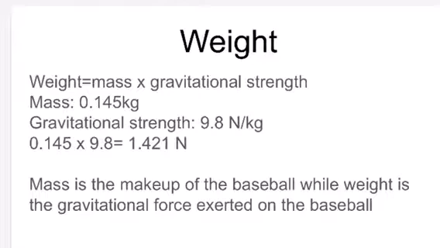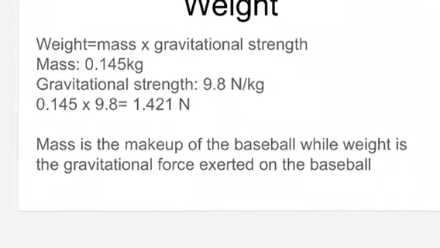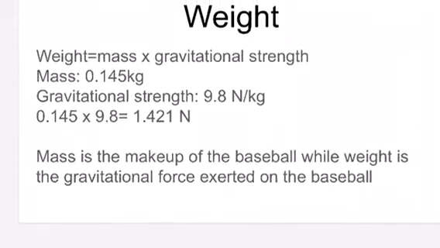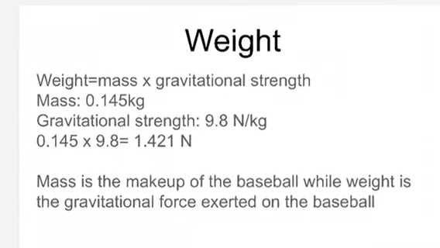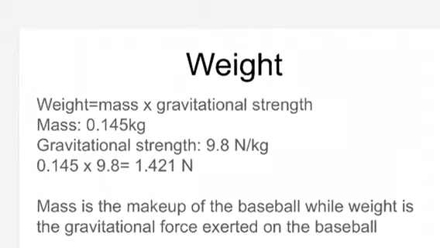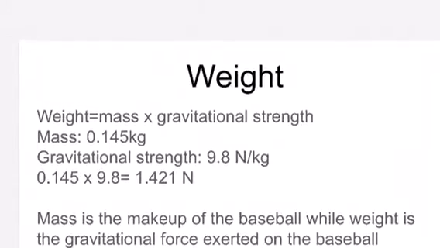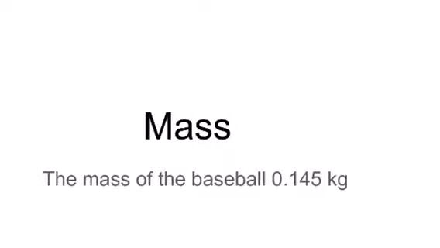Weight equals mass times gravitational strength. The baseball weighs 0.145 kilograms and the gravitational strength on Earth is 9.8 newtons per kilogram. Therefore, the weight of the baseball is 1.42 newtons. Mass is the makeup of the baseball, while weight is the gravitational strength exerted on the baseball. Mass of the baseball is 0.145 kilograms.